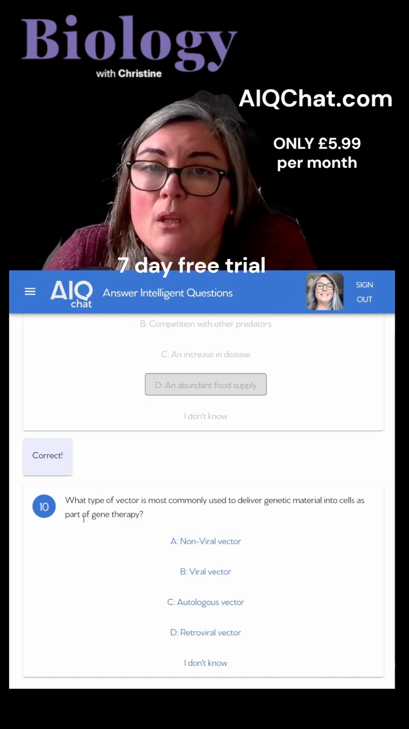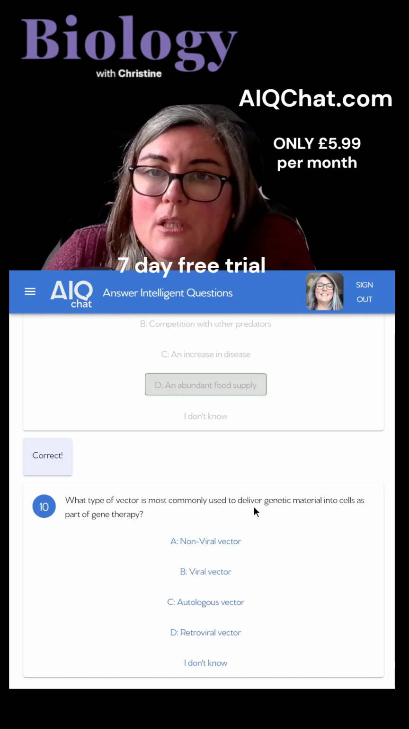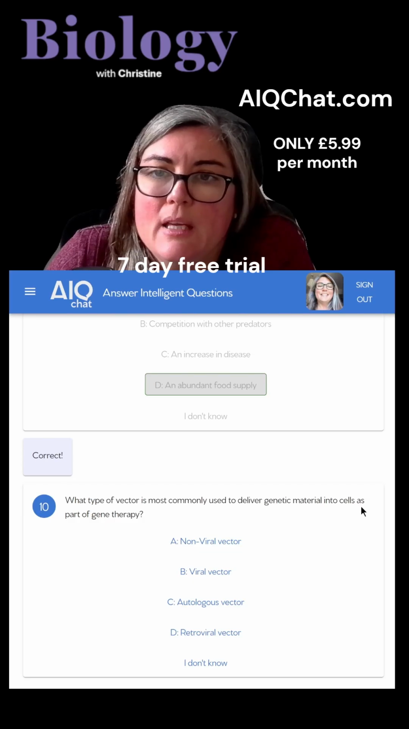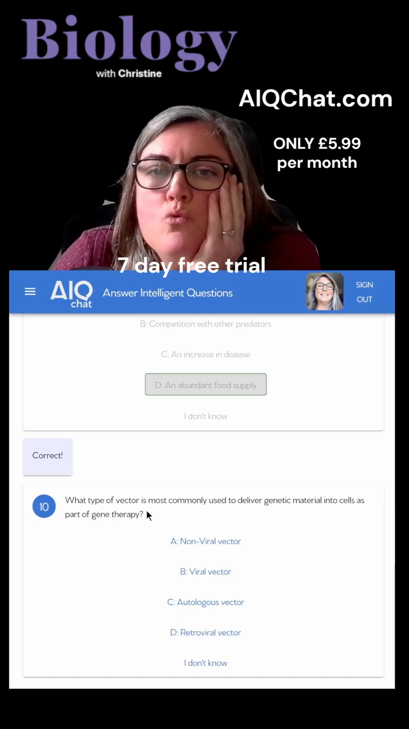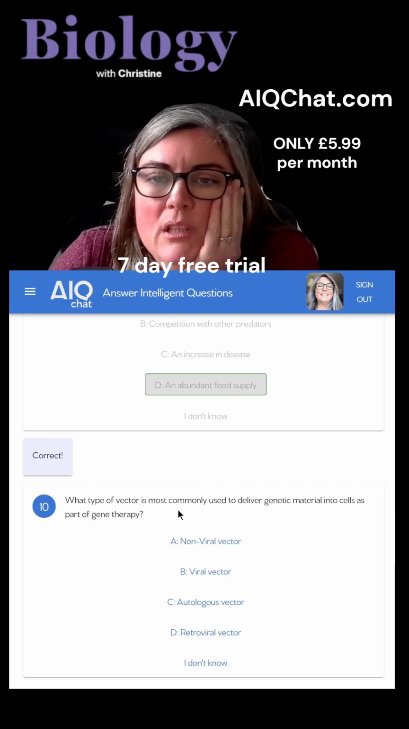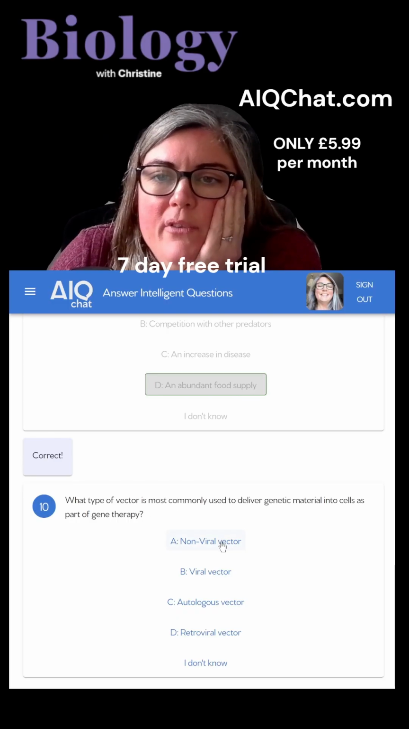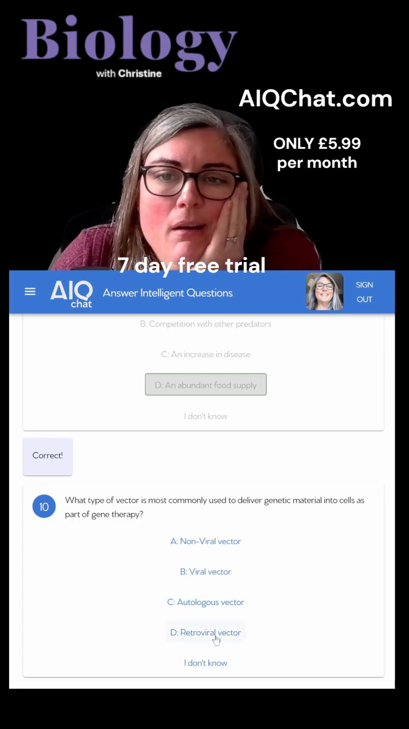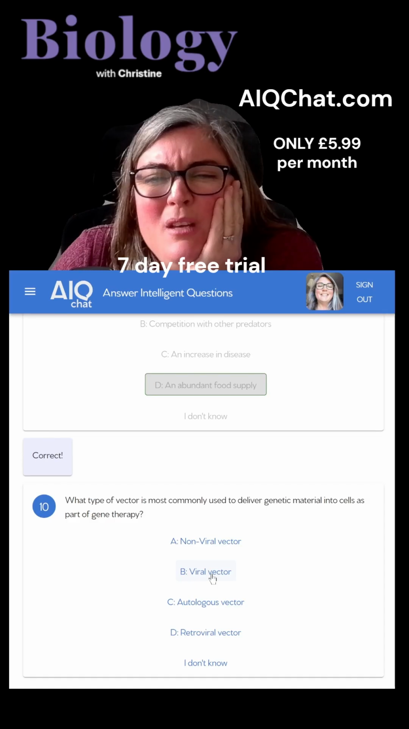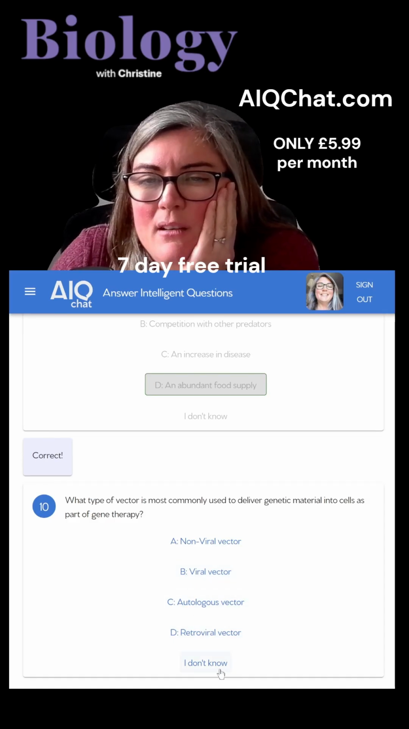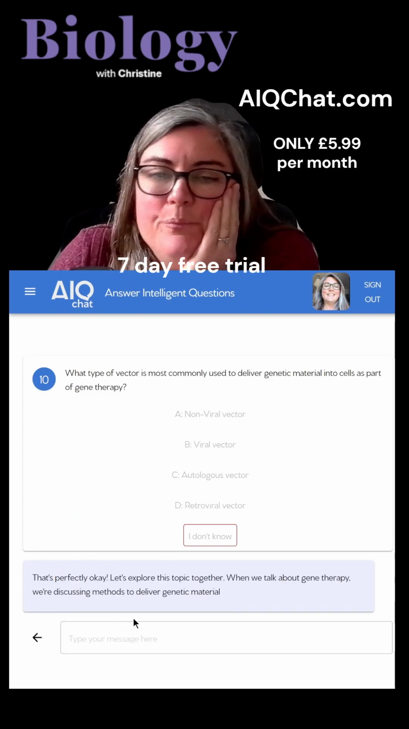Source. What type of vector is most commonly used to deliver genetic material into cells as part of gene therapy? Ooh, what type of vector is most commonly used? Non-viral vector, viral vector, autologous vector, retrovirus. I have no idea what some of these are. Interesting. I know the answer is viral vector, but I'm actually a bit intrigued by the autologous vector and the retrovirus. So I'm going to take the hit here and I'm going to say, I don't know.